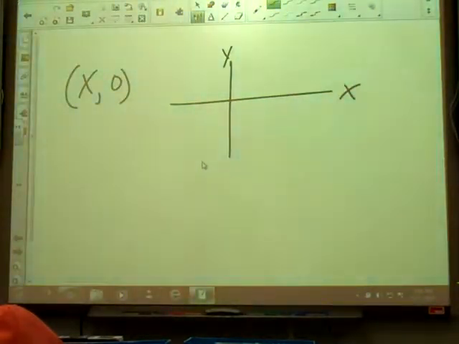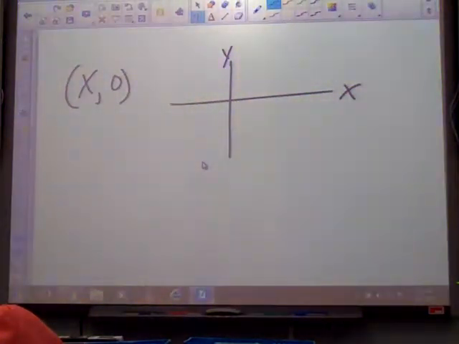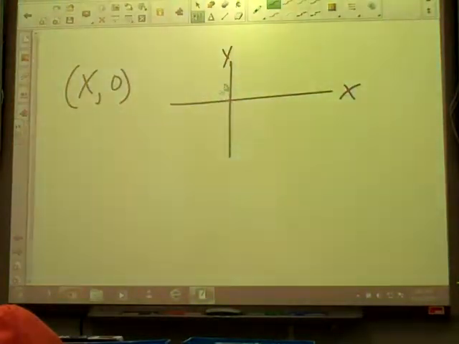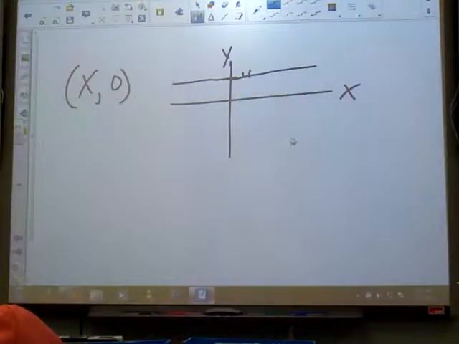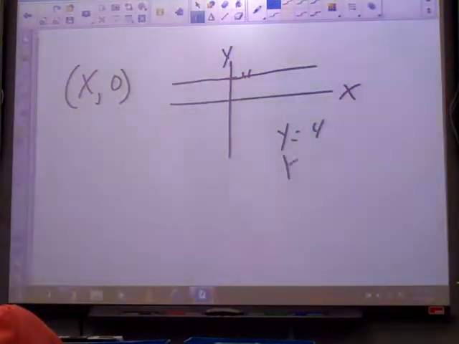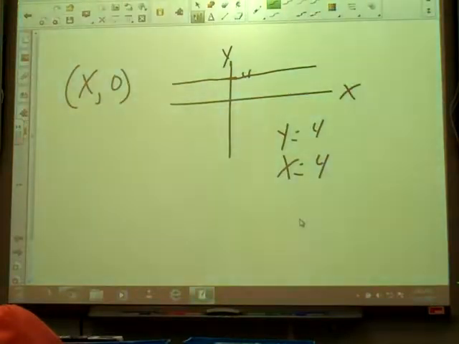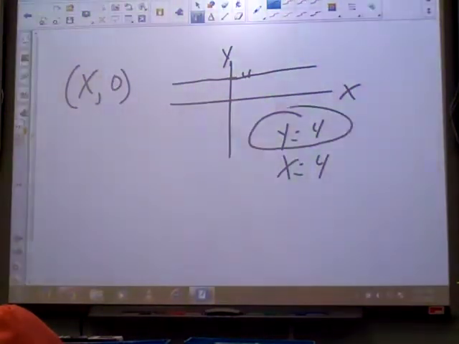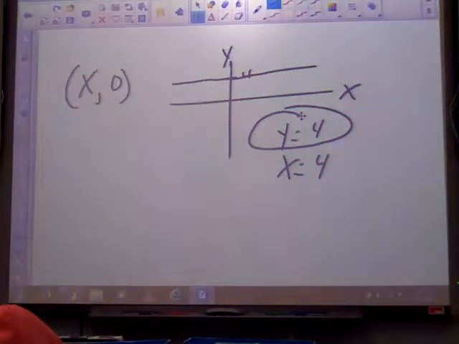All right, the equation blank equals 4 is a horizontal line. So would it be y equals 4 or x equals 4? What do we think on that, Zane? Y, very good. A y equals is a horizontal line. Remember we wrote no, x is vertical, right?